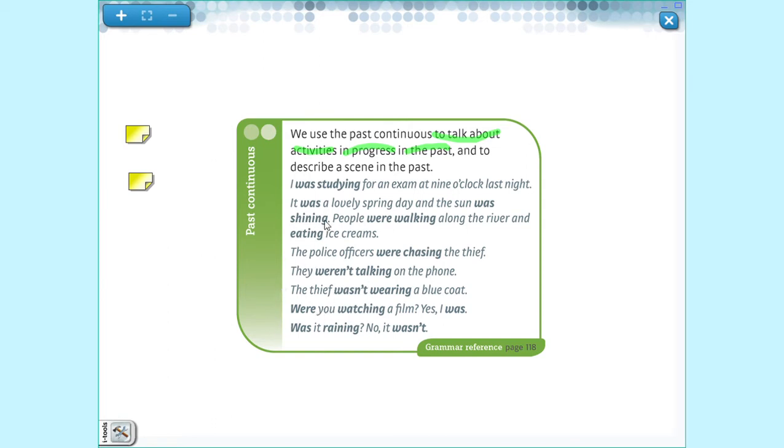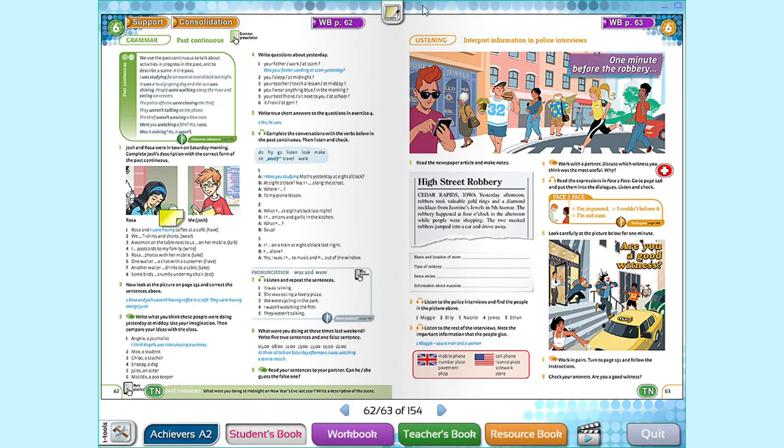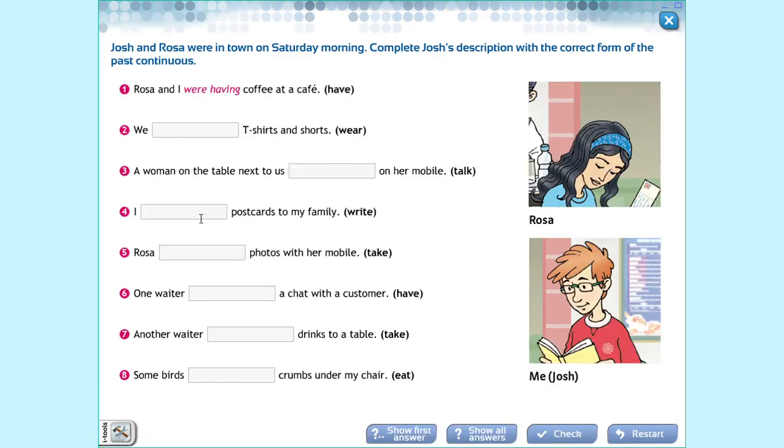Where the auxiliary, in this case the verb to be in past, goes to the first. Were you watching a film? Yes, I was. Was it raining? No, it wasn't.